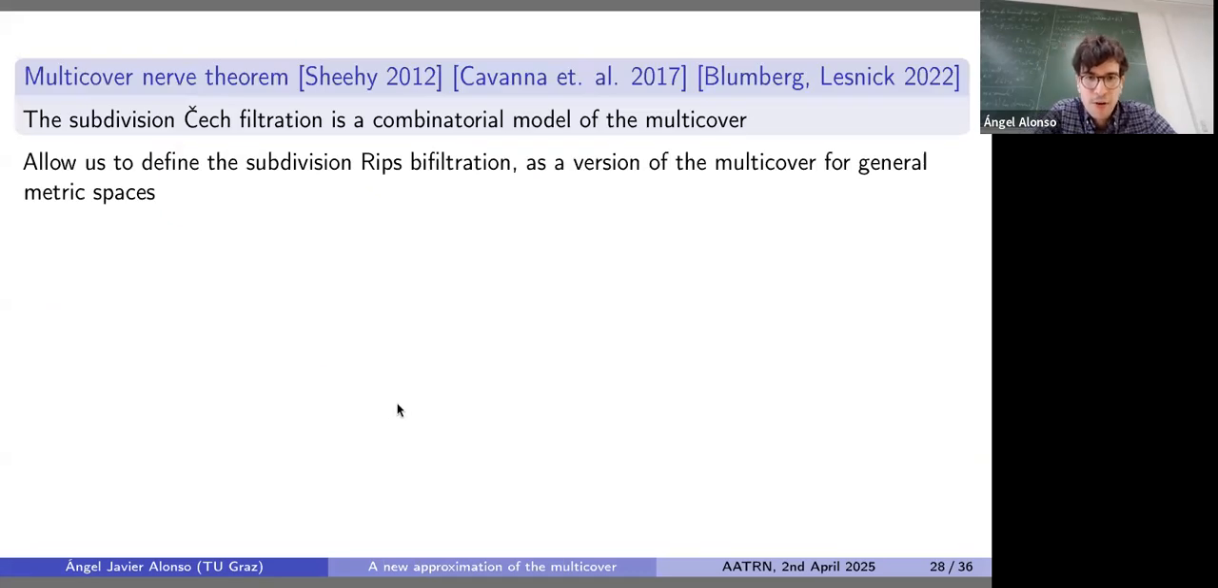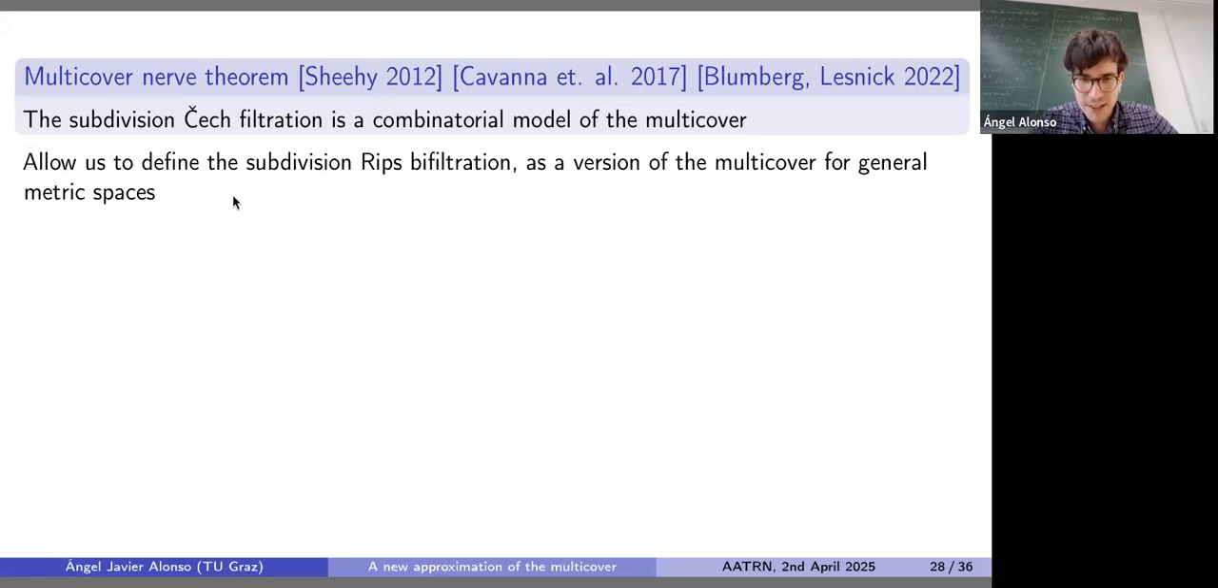So now we have this theorem, which is key. And instead of Čech, if we replace it by Rips, then we also obtain a bifiltration. This will be called the subdivision Rips, as a version of the multicover for general metric spaces. I won't discuss this further, but just note this extension to general metric spaces. In general, I'm talking about subsets of R^d, but many of these ideas work for general metric spaces, perhaps under some technical conditions.